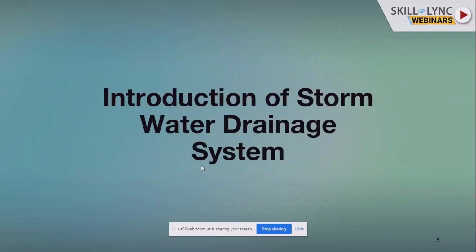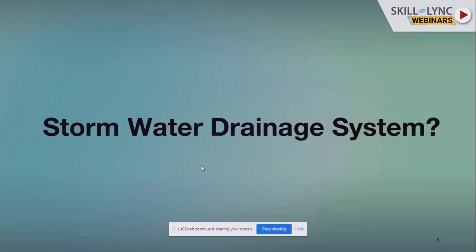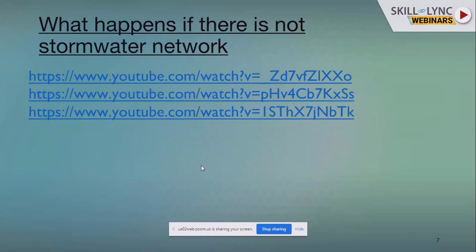Now I will give you some introduction. When we see this word stormwater drainage system, what is the meaning? I mean, what terms come to our mind? Now I will discuss the stormwater drainage system related to urban cities. I don't have any concern with rural or village areas. I'm going to discuss this point with reference to urban cities. So what is the stormwater drainage system?